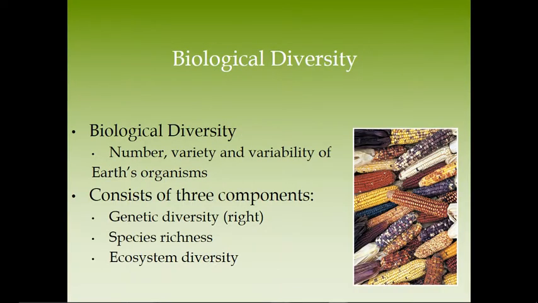Biological diversity is the number, variety, and variability of Earth's organisms. This type of diversity consists of 3 components. Genetic diversity, which you can see on the right, which is in the species of corn. Species richness, and ecosystem diversity. By now we've covered all 3 of those terms, so if you don't know what those mean, you may want to look back over them, because you're going to need to know them.